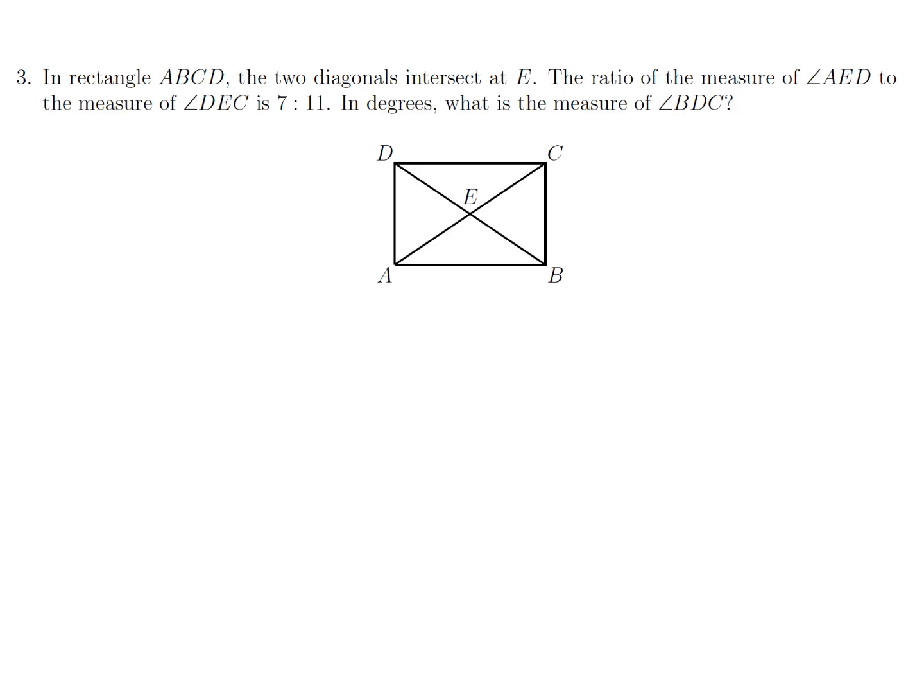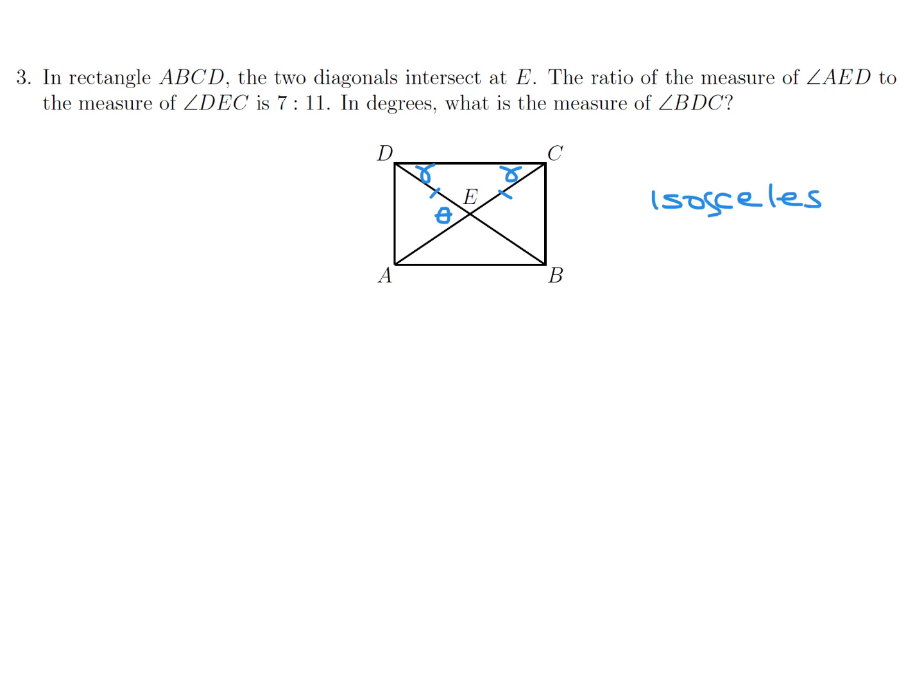In rectangle ABCD, the two diagonals are intersecting at E. The ratio of AED to DEC is 7:11. What is the measure of BDC? Okay, so label this theta, and I'll label this gamma. Because of the symmetry of this diagram, those two are equal, so that means that's an isosceles triangle, based on the property that two sides are equal. Sorry, not equilateral. Isosceles. That's what I meant to say. Let me just write it out. Isosceles.